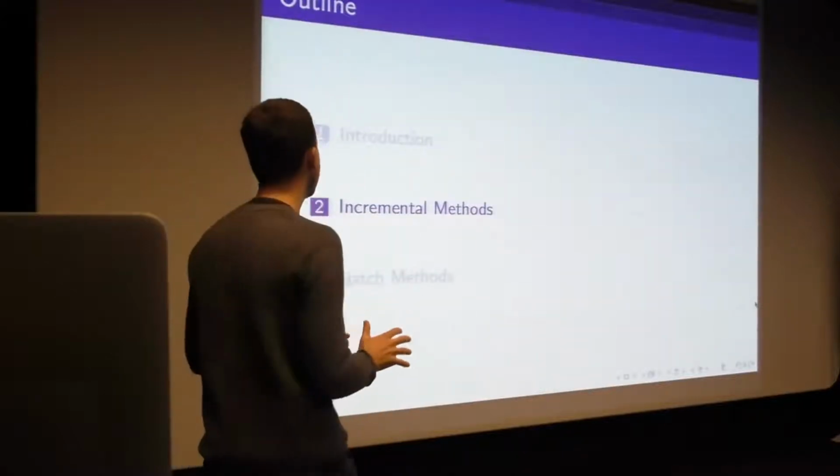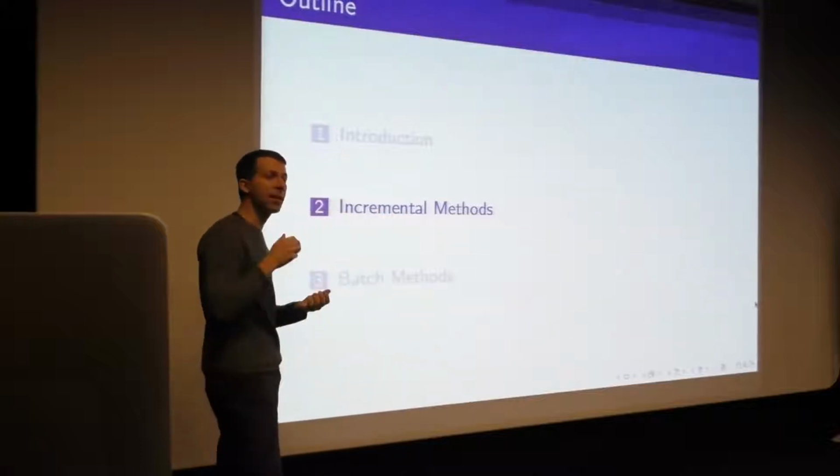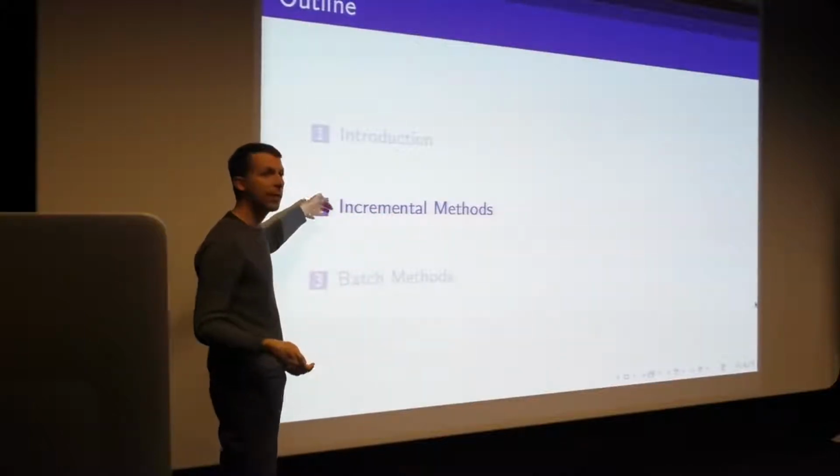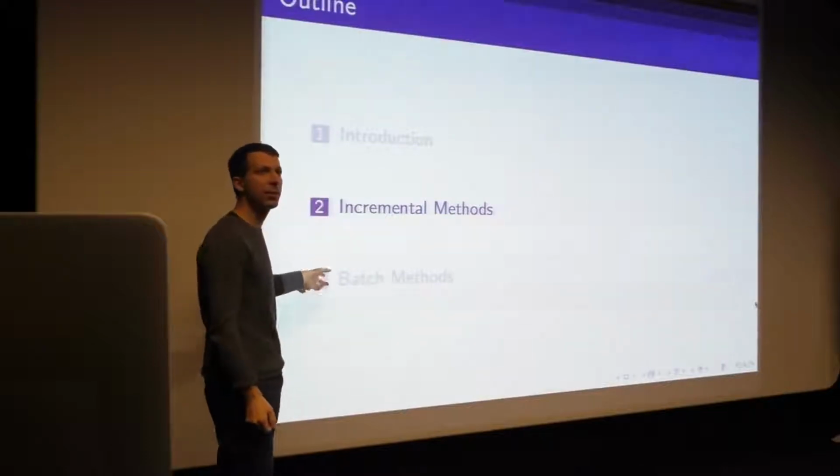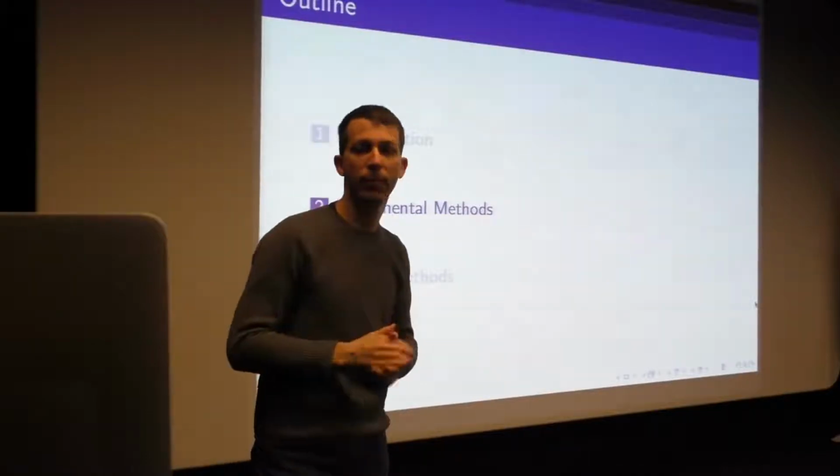Okay, so we're going to start by looking at incremental ways to do this using stochastic gradient descent to achieve incremental value function approximation. And then we're going to move on to batch methods such as least squares methods.